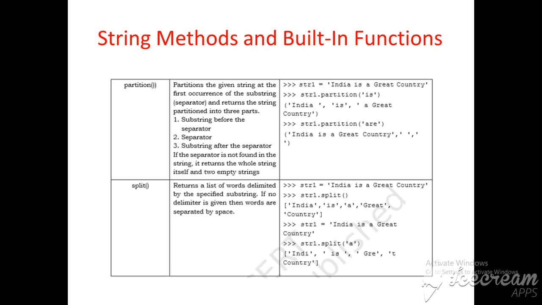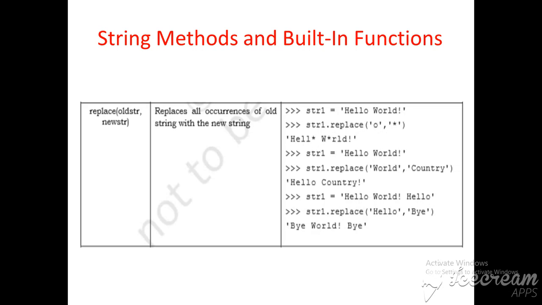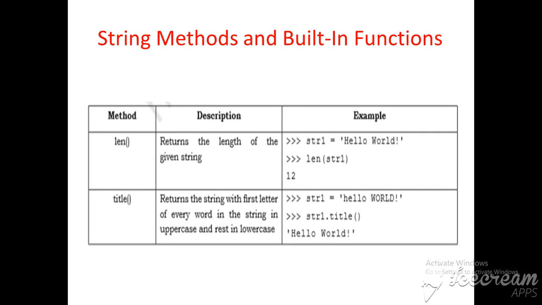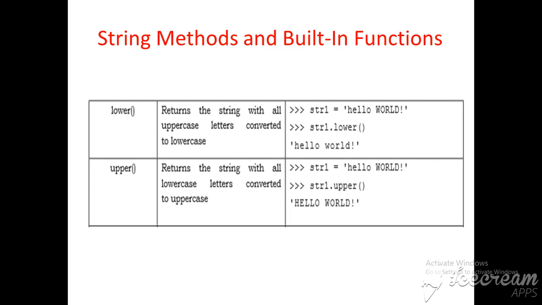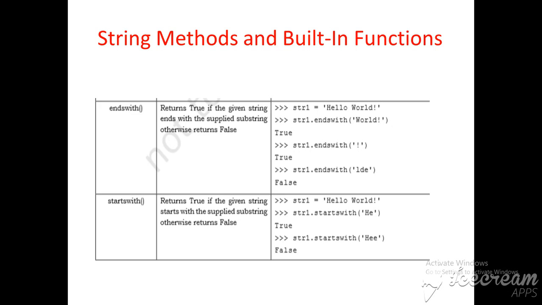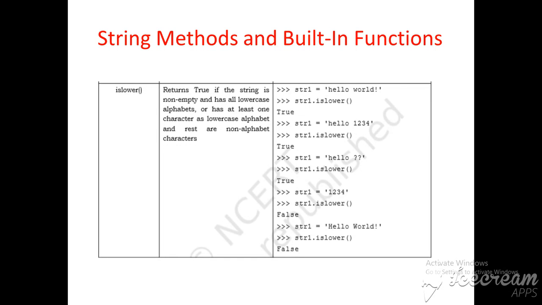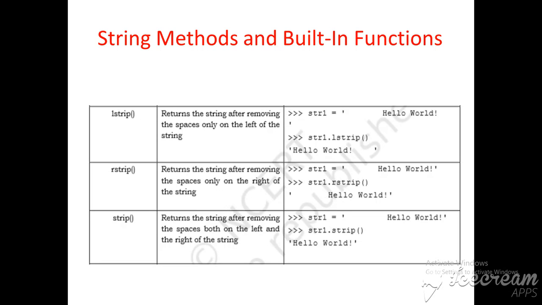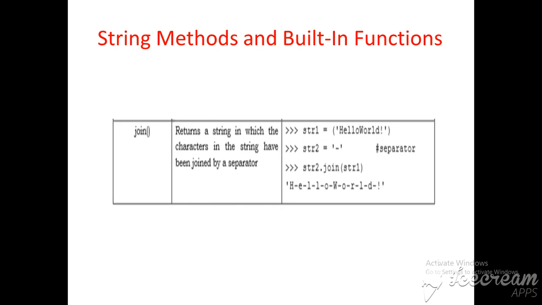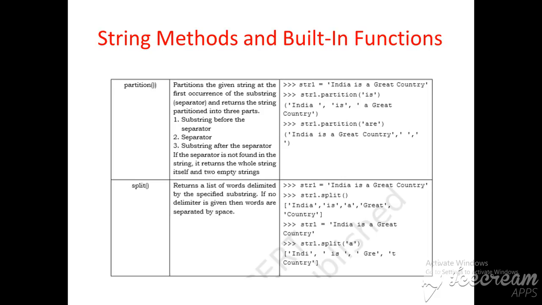So these are the main important string methods and functions. We already studied all the string methods and functions. This is important: length, title, lower, upper, count, find, index, endswith, startswith, alphanumeric, lower, upper, space, title, then stripping functions, replace function, then join function, then partition and split. So these are the main string handling functions.